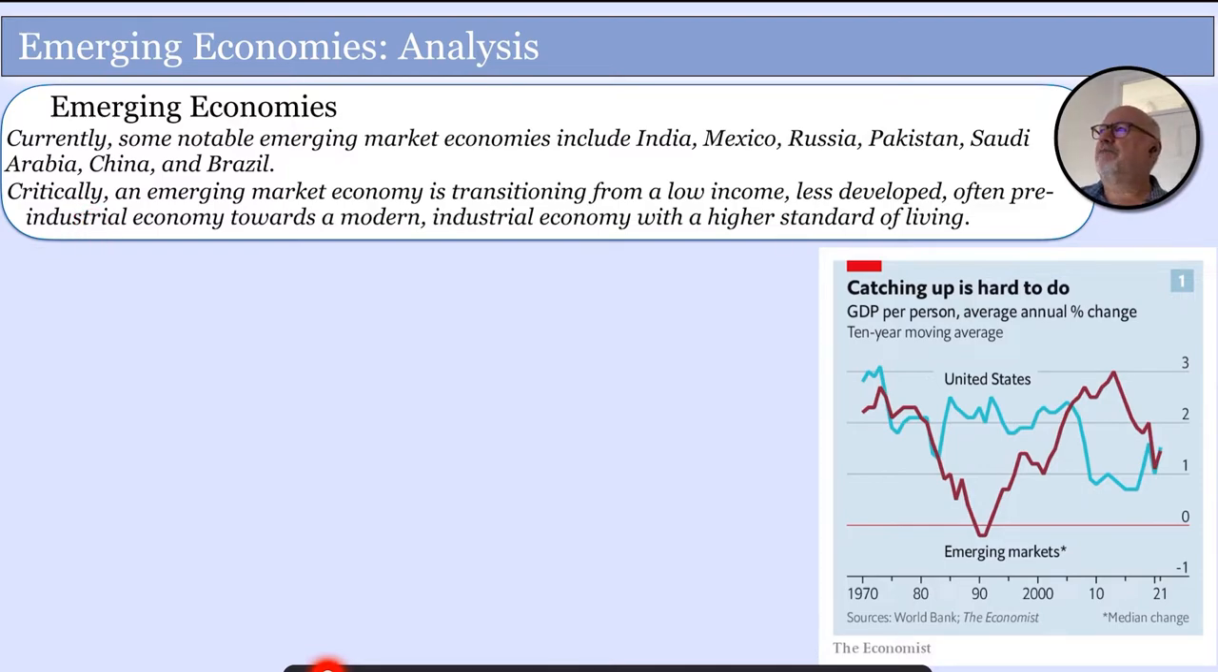These are countries which are really reliant a lot on agricultural output, etc. And so, the idea is that these have been emerging with globalization. It has allowed these countries to start to emerge and start to transition from these low income, less developed towards a modern industrialized economy. And you can see it here.